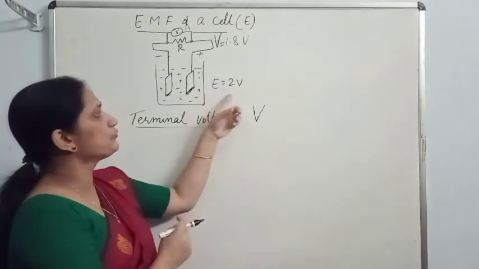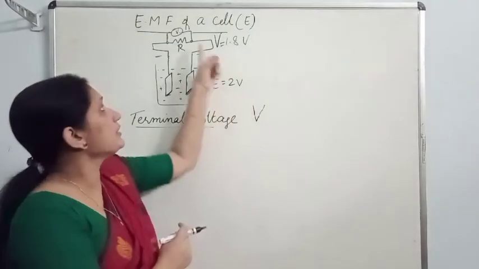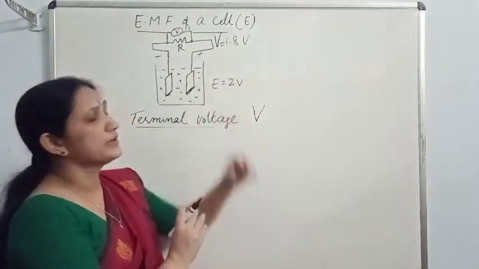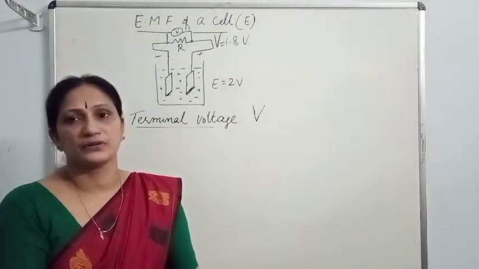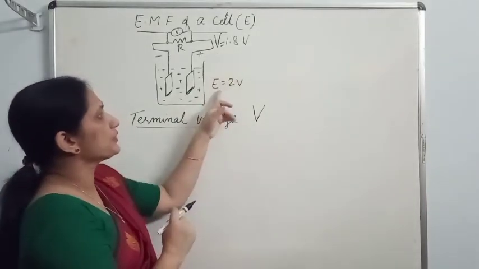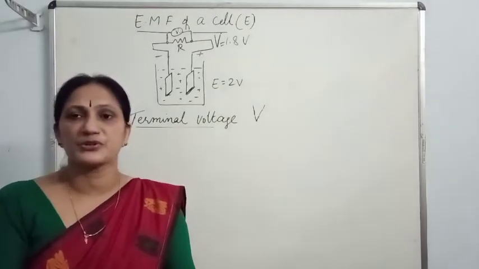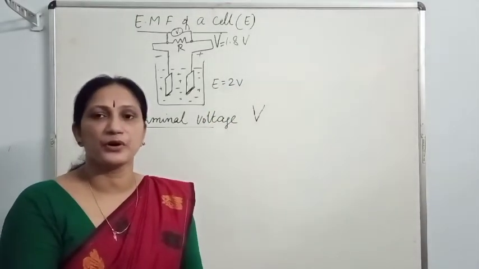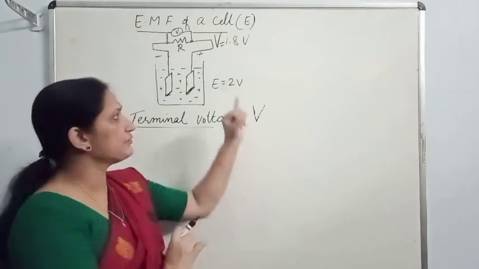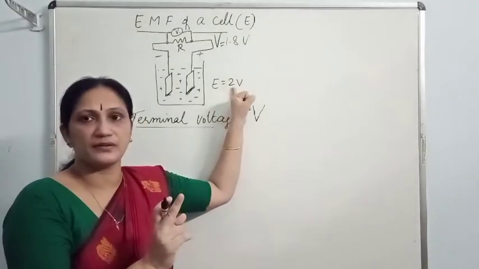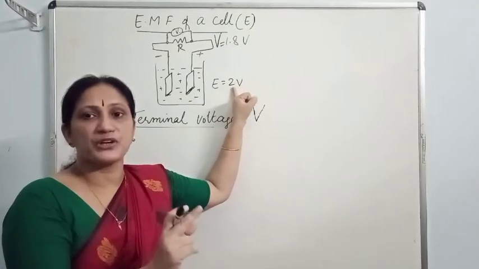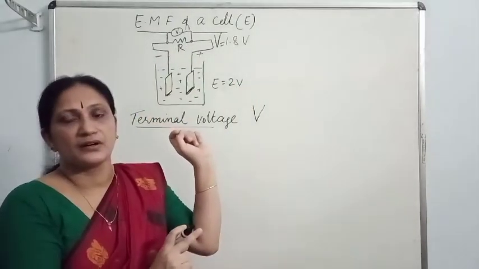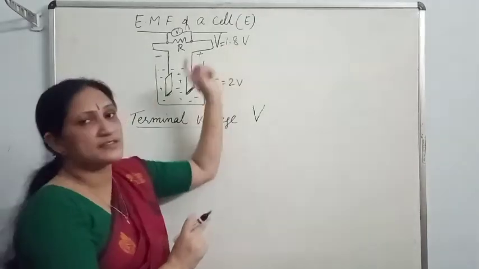Why can a cell of 2 volt EMF not provide a terminal voltage of 2 volt? Why is there some drop? The difference between these two, E minus V, we call as drop in potential. Here there is a drop in potential of 0.2 volt. The cell which is of 2 volt EMF is supposed to give 2 volt potential difference across the resistor, but it is providing little less only.